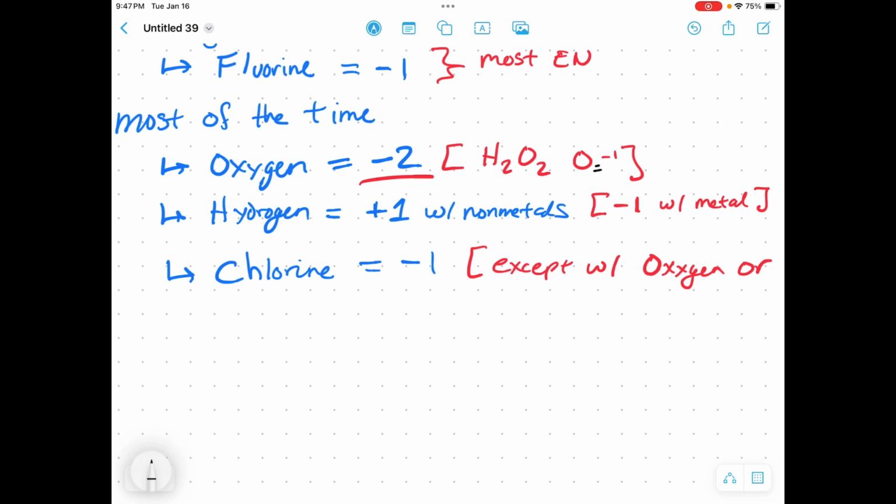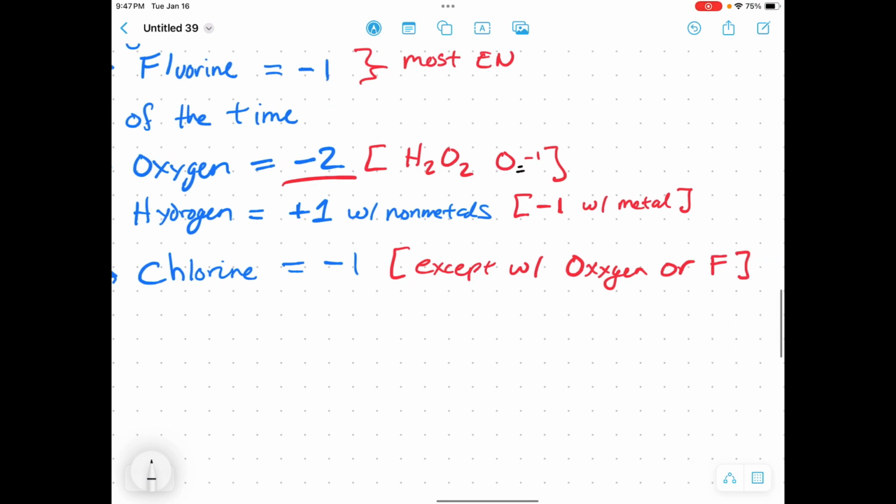Hydrogen is going to be +1 if it's bonded with any non-metals, which will be most of the time. The only exception is if it's with a metal, it'll be -1. Chlorine, usually going to be -1, except if you're with something that's more electronegative, so unless you're with oxygen or fluorine.